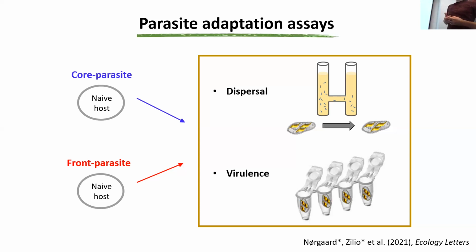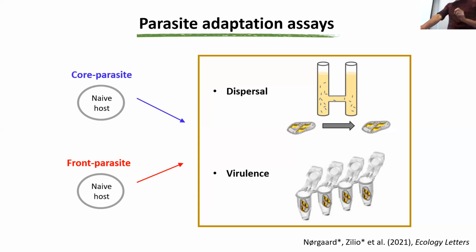And then we measure virulence. From this population, we isolate single individuals, and we put one single Paramecium in a PCR chip. You can see there. And then we follow how much they grow and when they die. So those are the two measurements of virulence.